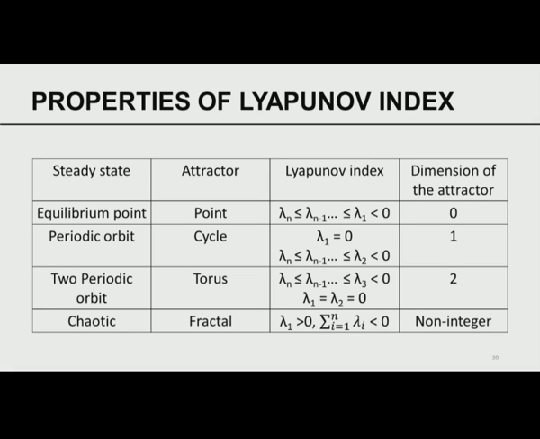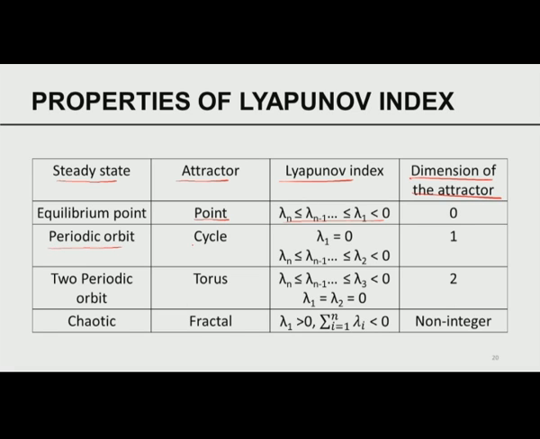Here are some other properties of Lyapunov indices. I am going to now create a comparison: steady state behavior, attractor, Lyapunov index, dimension of the attractor. These are summaries of a very well known result. A steady state for a dynamic system can be an equilibrium point. What is an equilibrium point? There is an attractor to which all the solutions come and settle down. Those steady states are called equilibrium points. For an equilibrium point, the attractor is a point. The Lyapunov indices are all negative. Therefore the dimension of the attractor is 0.